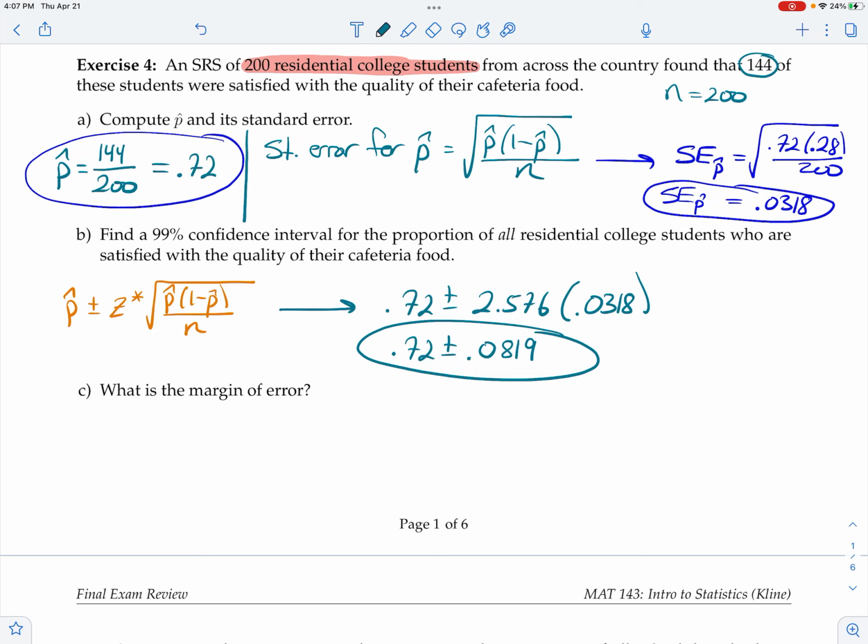We're asked to find the margin of error. You should just recognize this part is the margin of error. Here's your estimate for p hat, and there's how much error. You could be off by about 8%. So it could go all the way up to about 80 or all the way down, 72 minus 8%. So the margin of error is just 0.0819. We usually label that with an M, and I'll just circle that. So there's exercise 4.